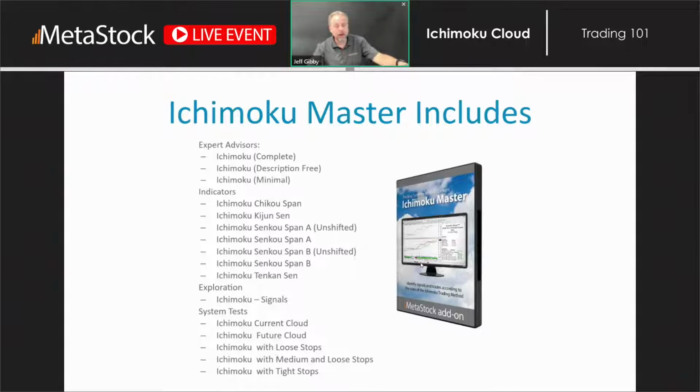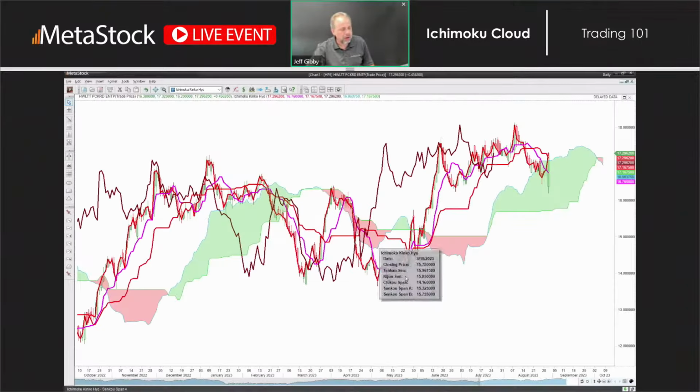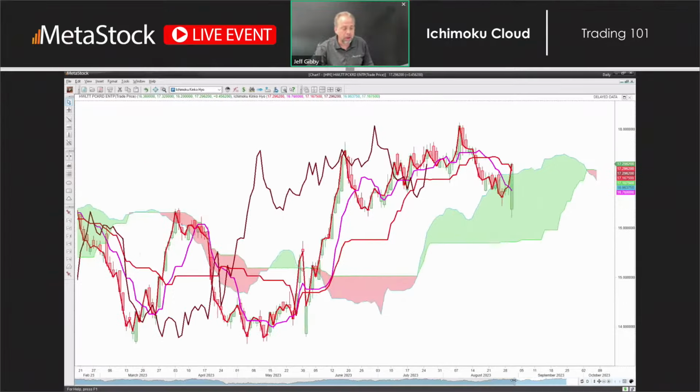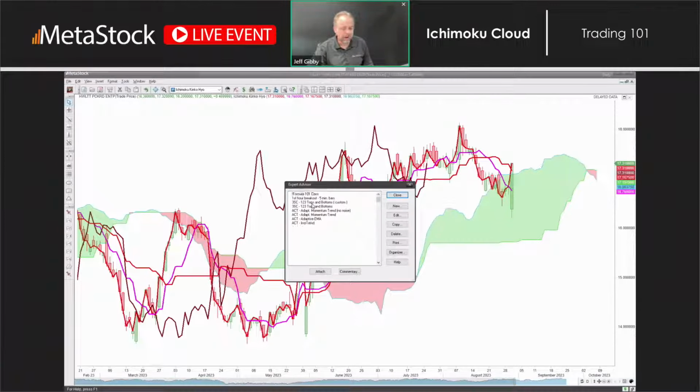It's a great add-on. What I'm going to do now is come to the HPE chart, and I'm just going to show you what the add-on can help you do. So I'm going to go to the Expert Advisor, and it'll bring us to a list. The experts that he has in here are called the Ichimoku experts. There are slight variations, but the variations have to do with how much commentary is provided in terms of explanations.